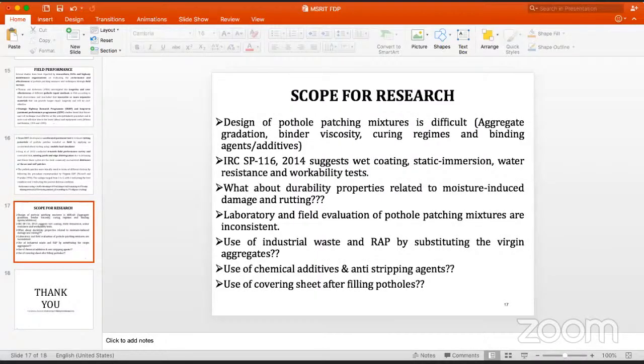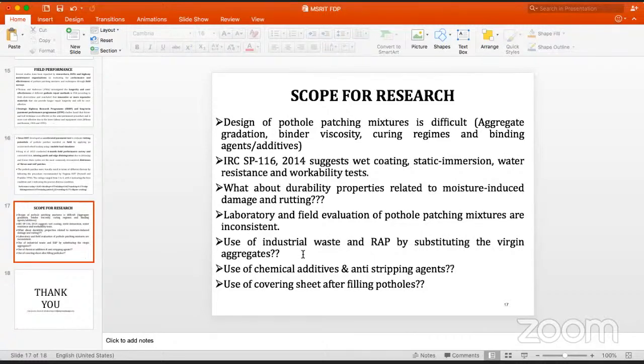VK Galot sir has asked a question about the use of RAP or construction waste for potholes. Sir, as I told you in the last slide, that is one of the interesting things we can use.